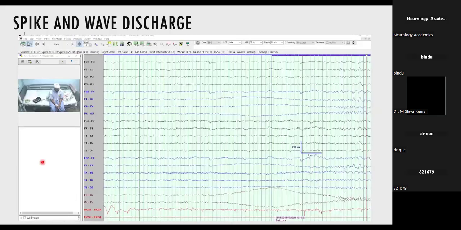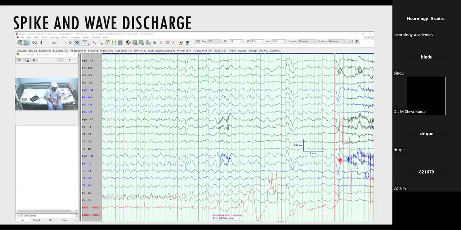Next, coming to another ictal pattern, spike and wave discharge. Here in this bipolar montage, we can see the spike and wave discharges starting in the right temporal region, later followed by delta slowing.